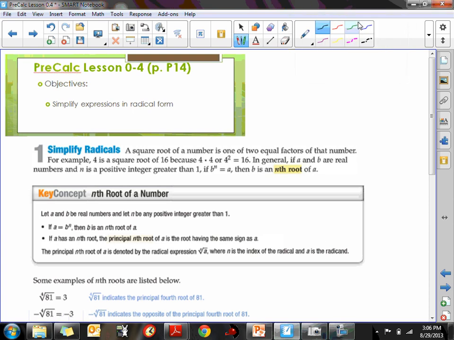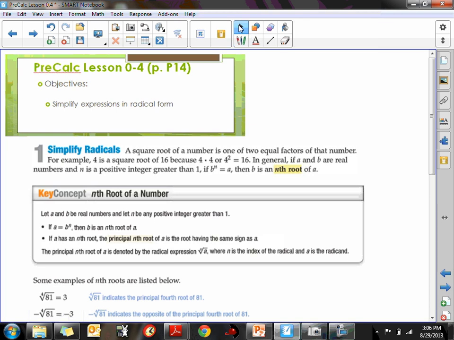All right, let's take a look at what simplifying radical expressions is all about in lesson 0.4. We're going to be expanding your ideas of what square roots are. We're going to go into cube roots and fourth roots, and they call those the nth roots. So simplifying radicals, they're going to be expressions that have radicals in them. We can change the index of these things.